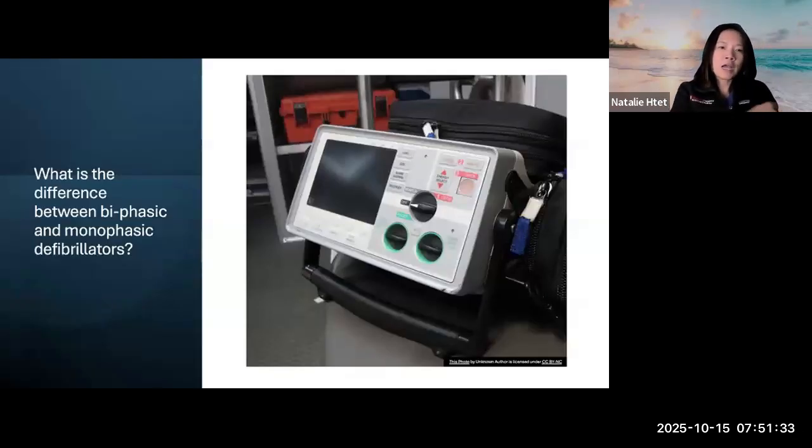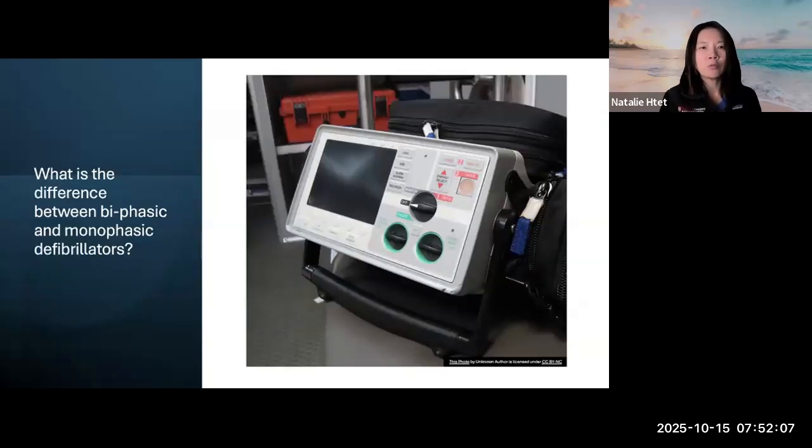So this reversal helps depolarize myocardial cells more uniformly and efficiently. Because of this, biphasic defibrillators are able to achieve successful defibrillation at a lower energy level, usually between 120 to 200 joules, depending on the device and the waveform. So they have a higher first shock success rate, require fewer shocks, and are overall associated with less myocardial injury compared to monophasic shock.